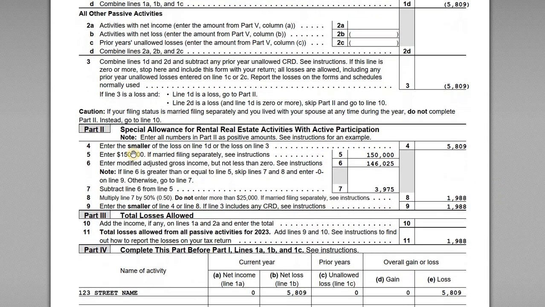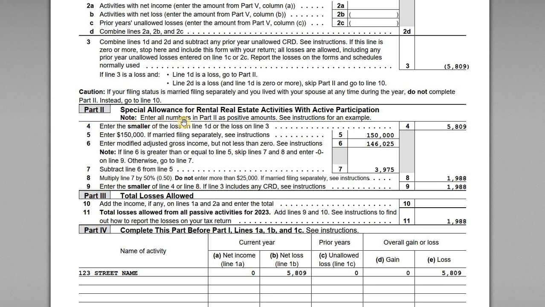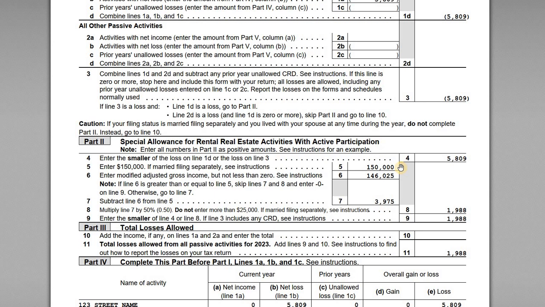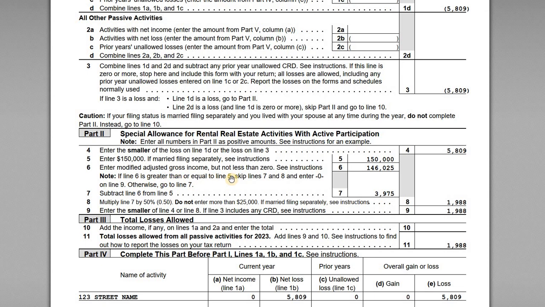So we'll go down to part 2 where we calculate the special allowance for rental real estate activities with active participation. So on line 4, we enter the smaller of the loss on line 1D or the loss on line 3. It's the same value for us because we don't have any other passive activities. So we've reported the amount there of $5,809. Now on line 5, we've entered the threshold for the year, which is $150,000. And then we have our modified AGI entered on line 6, but this can't be less than 0.